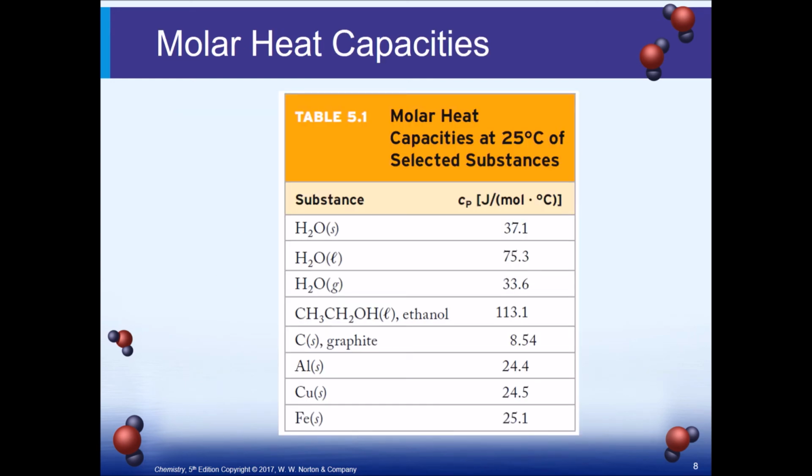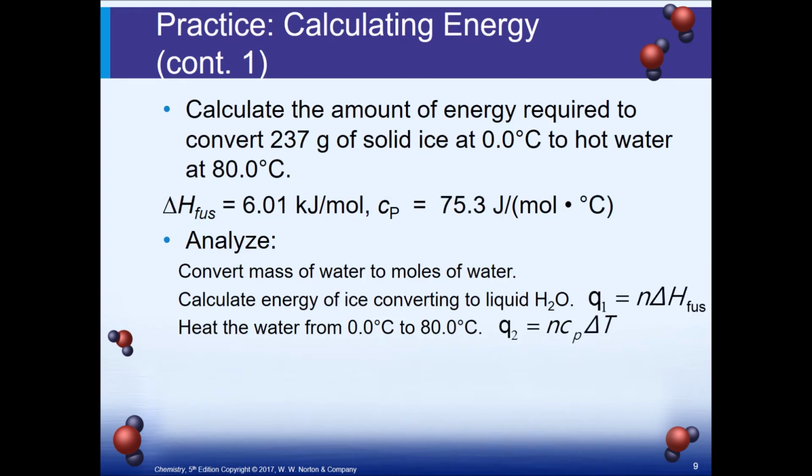So here are some examples of molar heat capacities. Again, our units are joules per mole degree Celsius. One thing you'll note is if we look at things like water and ethanol, these actually have very high molar heat capacities, meaning it takes a lot of energy to increase the temperature of these materials. If something has a low molar heat capacity, something like graphite, this means that the temperature is easily changed, or it doesn't take a lot of energy to increase the temperature of that material.